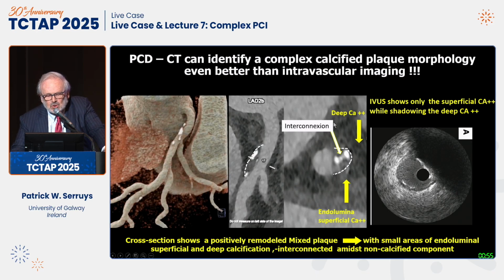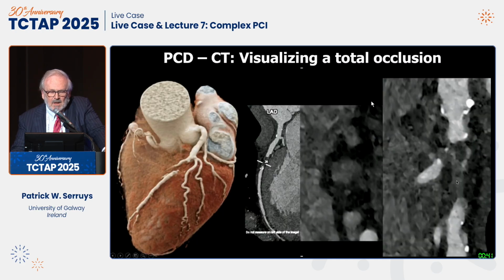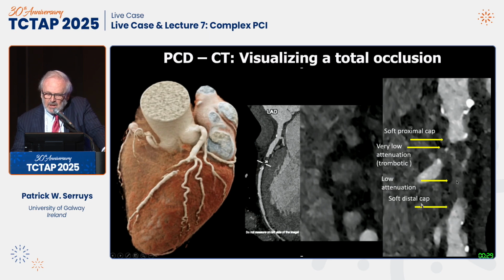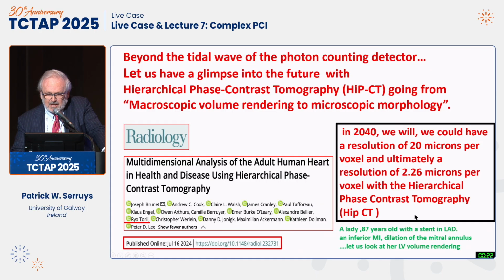Now, this is an image which is quite unique. You could see calcium superficial, calcium in the depth, and the interconnection. You cannot see that with the IVUS because you have the shadowing effect. And this is a total occlusion. You can see the soft proximal cap. You can see the very low attenuation, probably thrombotic. You can see the low attenuation, and you can see the soft distal cap. It's clear that it will be a piece of cake for recanalization.